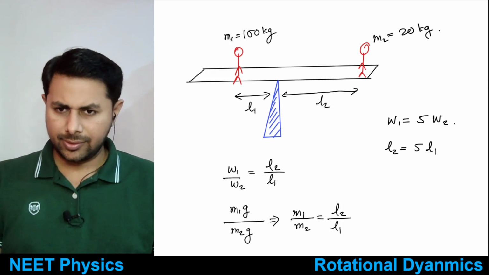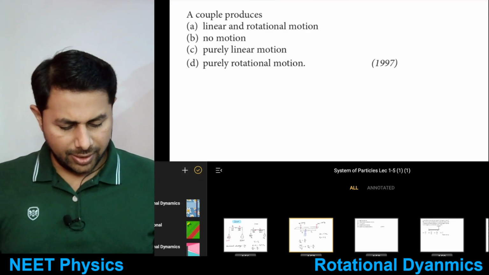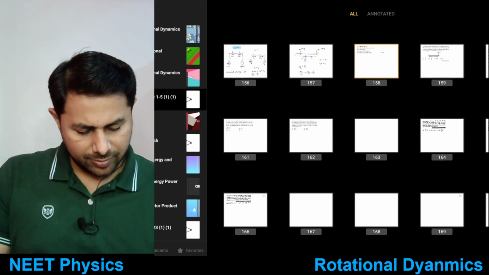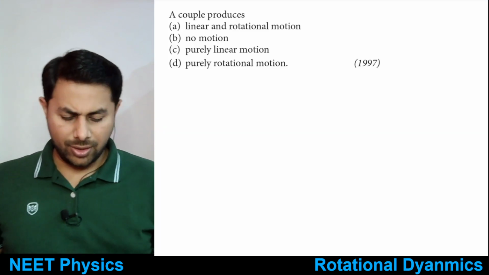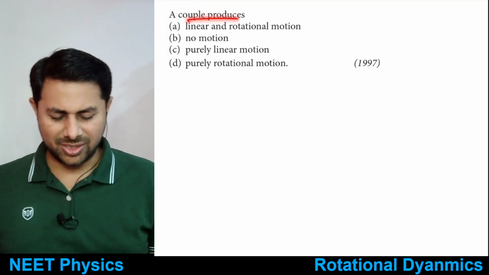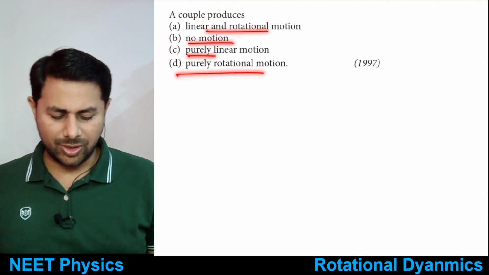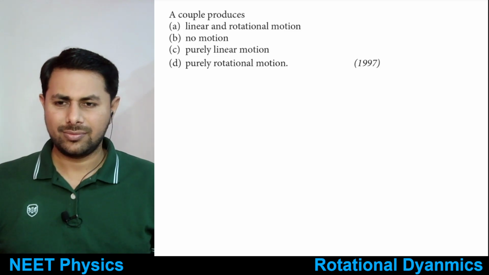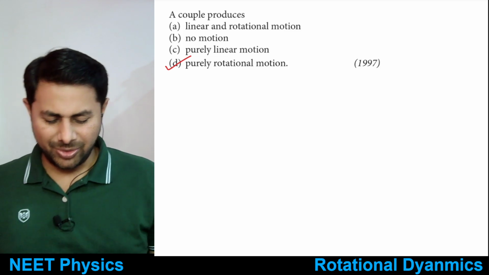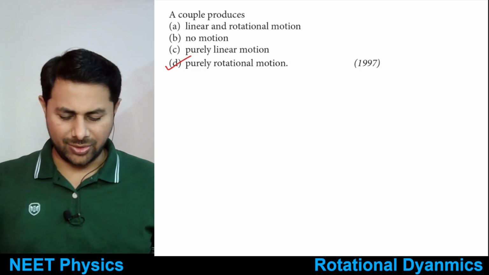Okay, good. So this is the end of the theory of this chapter, at least, and there are some problems. Let's see this one. A couple produces, tell me: linear and rotational motion, no motion, purely linear motion, purely rotational motion. So option D, right? Good. So it produces purely rotational motion.